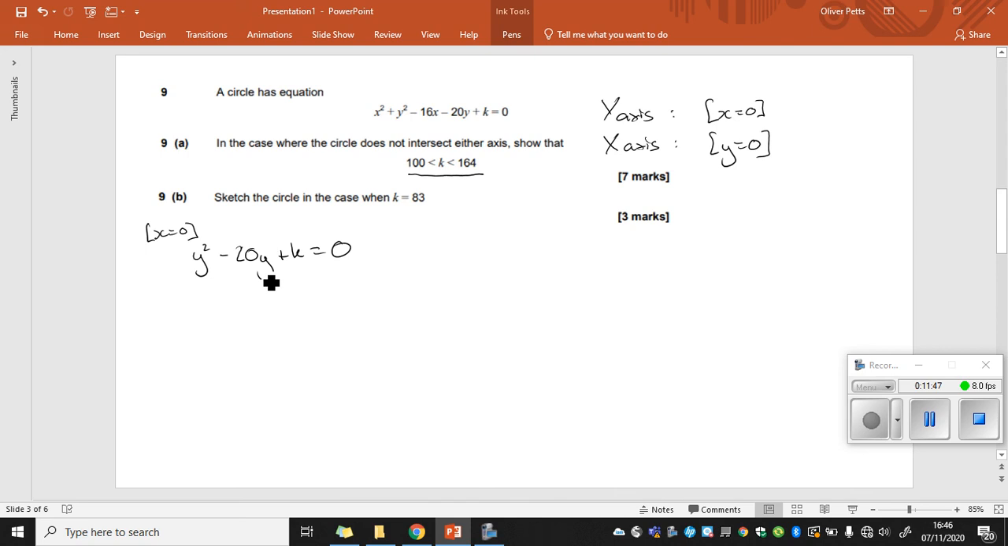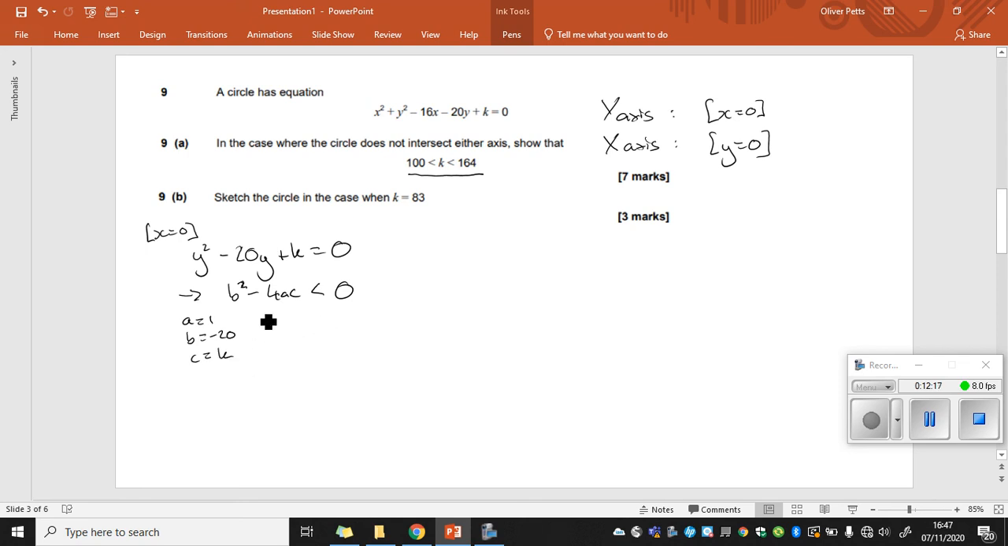So if I don't want any solutions to a quadratic, that's equivalent to saying I don't want any roots. And if I don't want any roots, this comes from the fact that our discriminant has got to be less than 0. So looking at the quadratic, my value of a is going to be 1, b is going to be minus 20, and c is going to equal positive k. So let's substitute that information in.